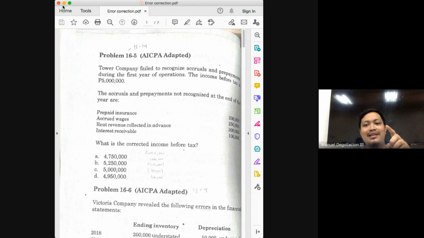So if the problem tells us that we failed to recognize prepaid insurance, what does that tell us? That at the time of payment, prepaid insurance was not recorded. Okay? With that knowledge, class, what do you think was the entry prepared at the time of the payment? It would have been debit, insurance expense, and credit, cash.